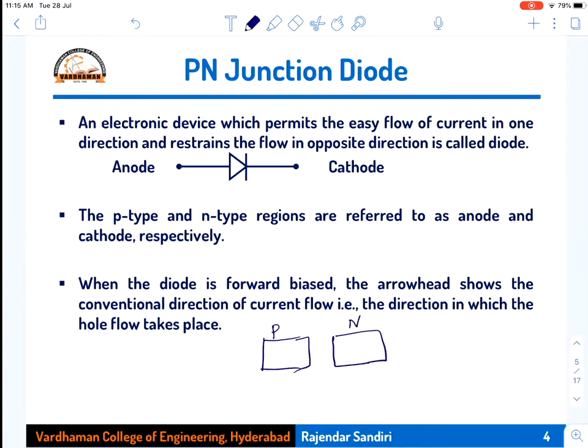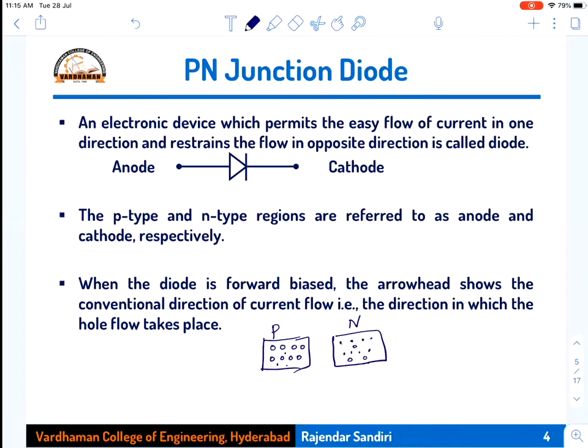In P-type, holes are more in number. Electrons are very few in number. Electrons are represented with dots. Holes are represented with small circles or bubbles. In the P-type semiconductor material, holes are large in number, electrons are less in number. We can just see the count difference here. And in the N-type semiconductor material, electrons are more in number, whereas holes are less in number.